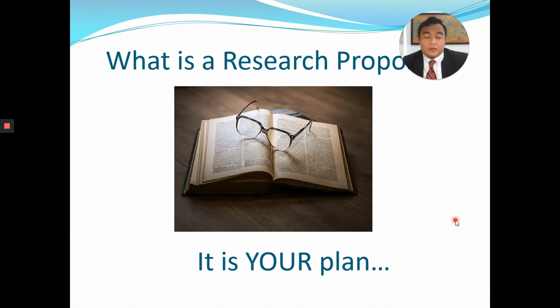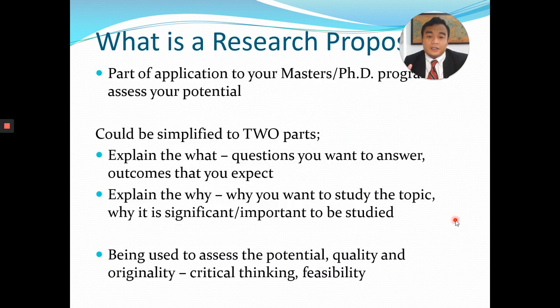So what is research proposal? Research proposal is actually your plan of research. So it is part of application to your master's and PhD program to assess your potential. So uniquely in University of Malaya, in the submission process for you to apply for your master's and PhD program, you need to attach together your research proposal. I'm not sure about other universities, but I think most universities in the world, they will require you to upload your research proposal together with the application process.